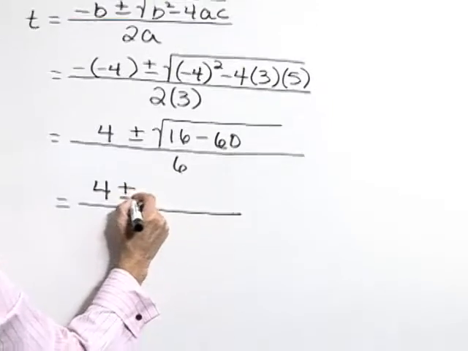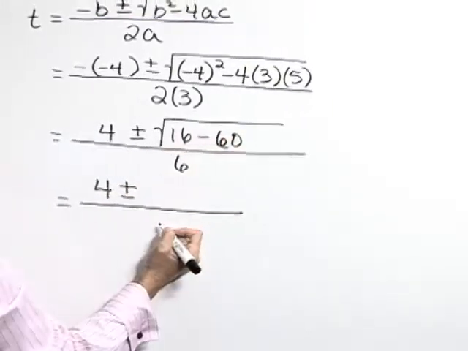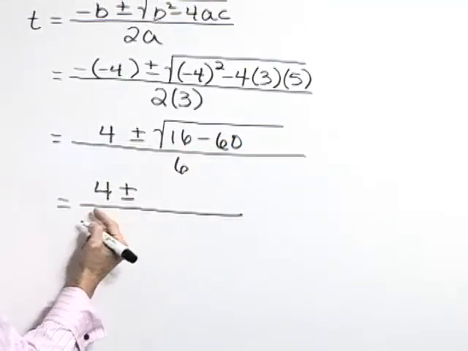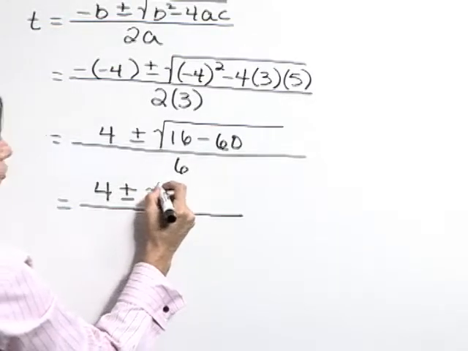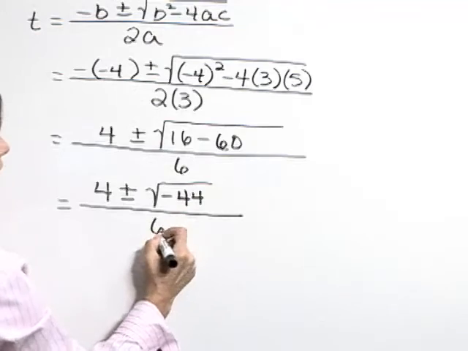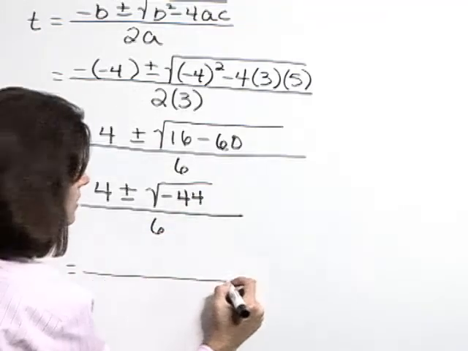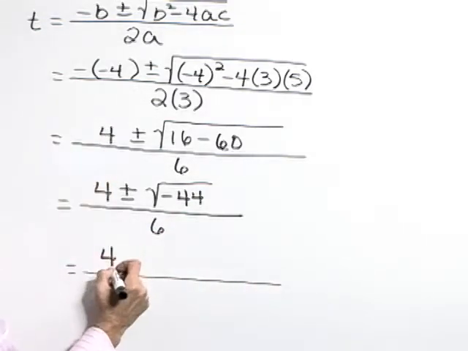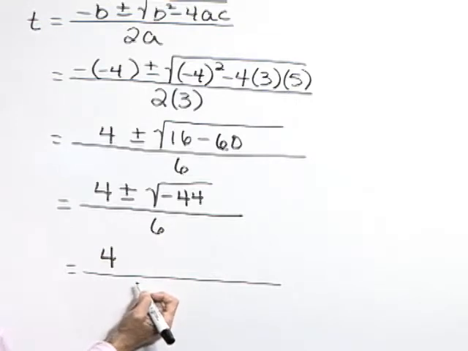Continuing to simplify, this numerator becomes 4 plus or minus the square root of negative 44 all over 6. Now this is going to lead us into the complex number system because we've got the square root of a negative value.